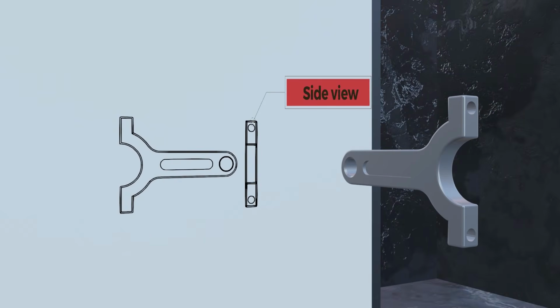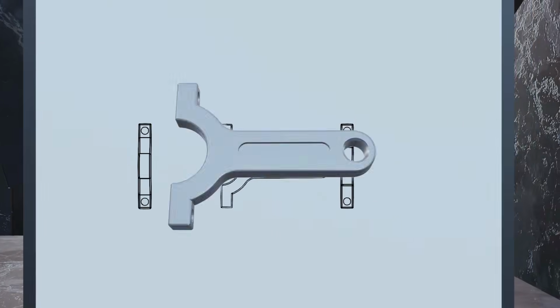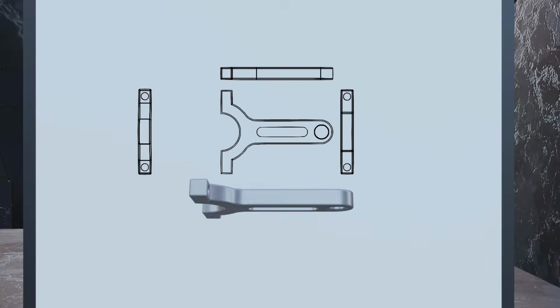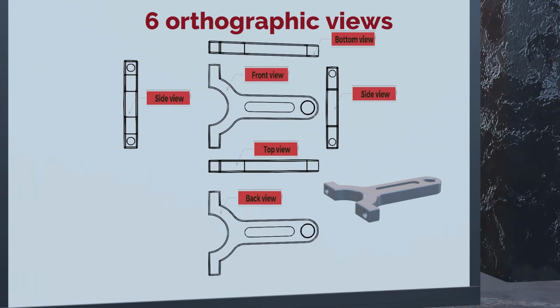So if we want to draw or to add more views, we just keep rotating the object and draw what we see. Now, if we do this for every face, we end up with 6 orthographic views. Now the big question is how to place these views on a drawing.